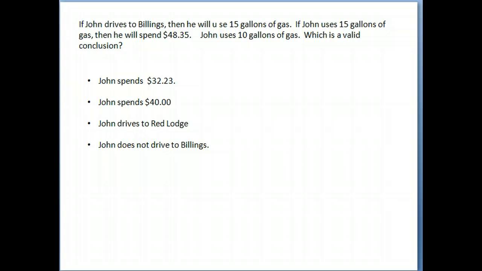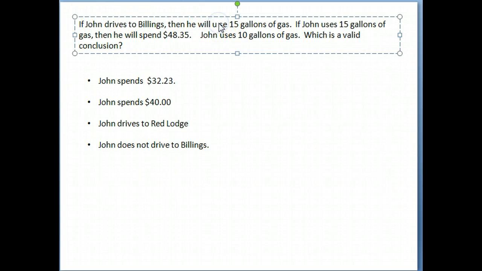All right, let's say John drives to Billings. Okay, well, if John drives to Billings, he will use 15 gallons of gas. If John uses 15 gallons of gas, then he will spend $48.35. So those are our statements. John uses 10 gallons of gas. Which of these statements below do we know to be valid?